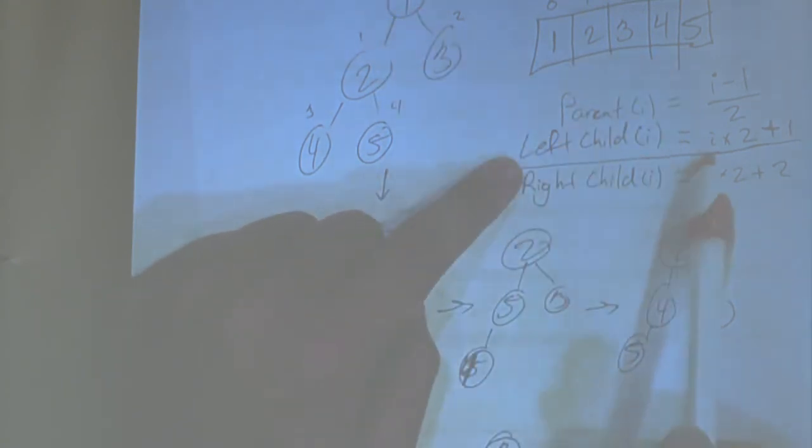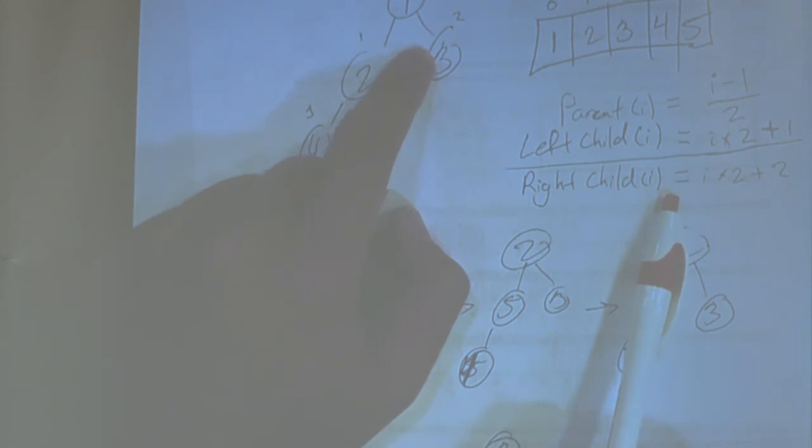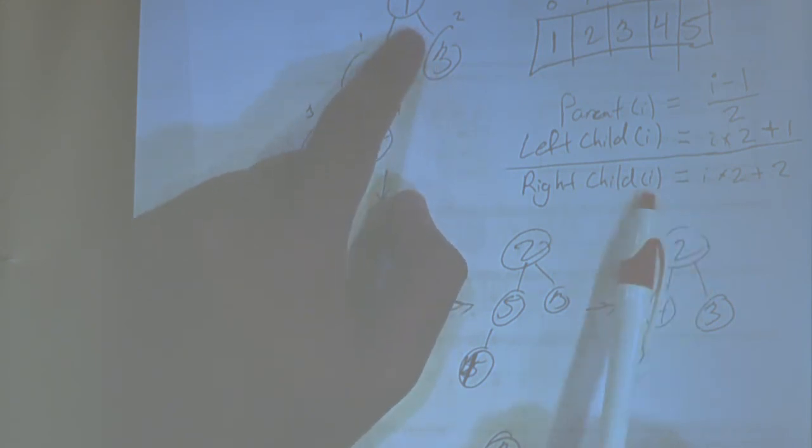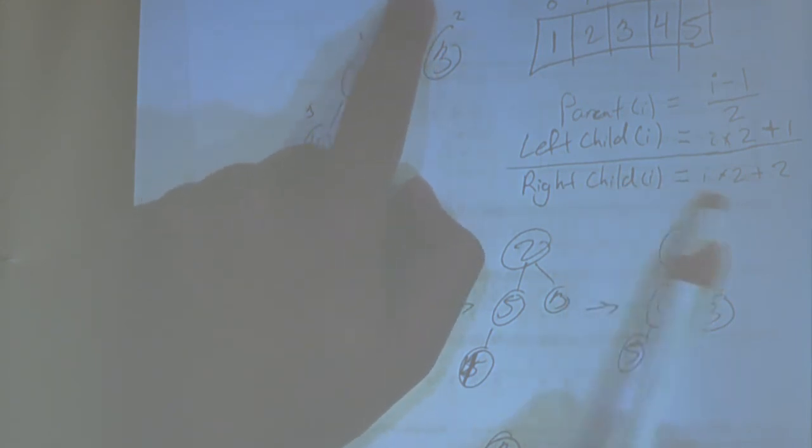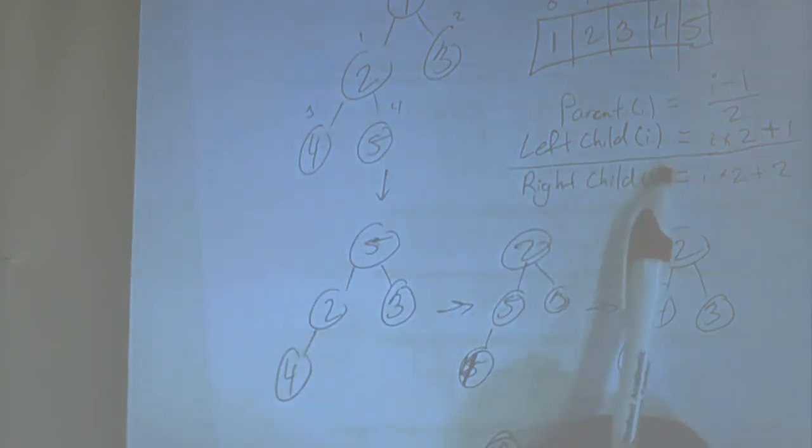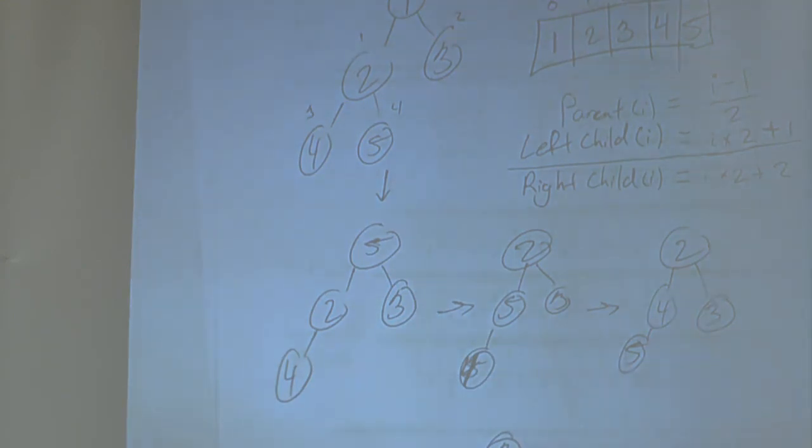For the left child of I, for the root, put 0 here. 0 times 2 is 0, plus 1, it's here. So this equation holds true for the left child. For the right child of the root at 0, we insert 0 here, times 2 is 0, plus 2, it's here. So the right child is here. These equations hold for the root. Does anyone see that? Is that good?